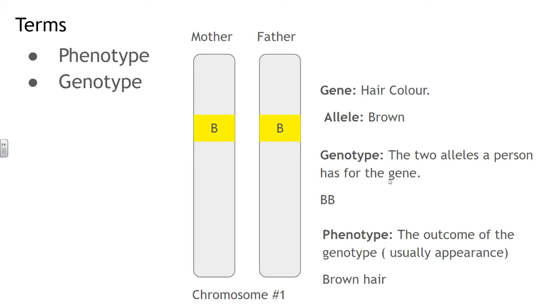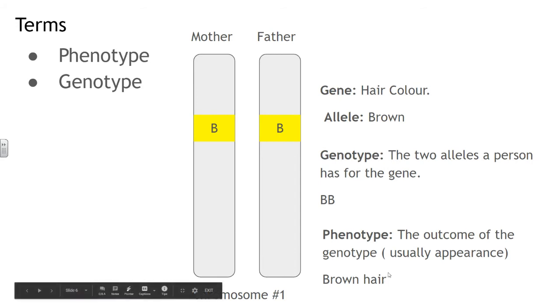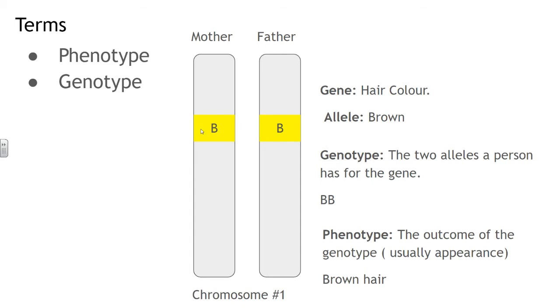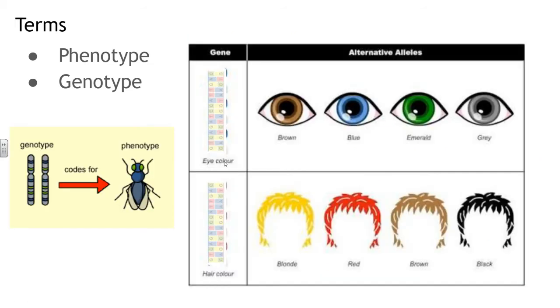The phenotype is the outcome of the genotype. So we tend to think of it as, what does the person look like? Because for things like hair color, if you have the brown hair allele for the gene and the brown hair allele for the gene, your appearance will be brown haired. If it's eye color, you've got the black eye allele and black eye allele, your phenotype will be black eyes. So we've talked about the gene, hair color, the allele brown, the genotype, in this case capital B, and the phenotype brown hair. So the genotype will give you the phenotype.